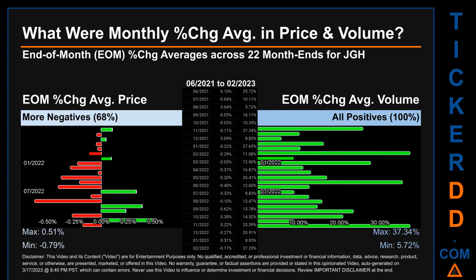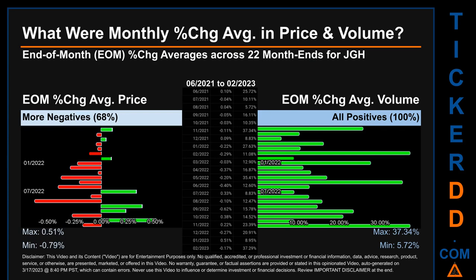What were end-of-month percentage change averages in price and volume for JGH? The monthly average of percentage change in price and in volume were calculated for each of the 22 month ends. That calculation took daily percentage changes and averaged them for each given month. If a month end came out negative, then it means that the month summarily saw a negative change. From 06/2021 to 02/2023, out of 22 month ends, 15 had a negative percentage change in average price.